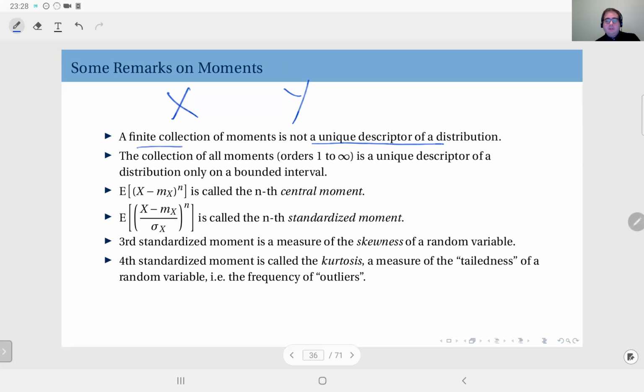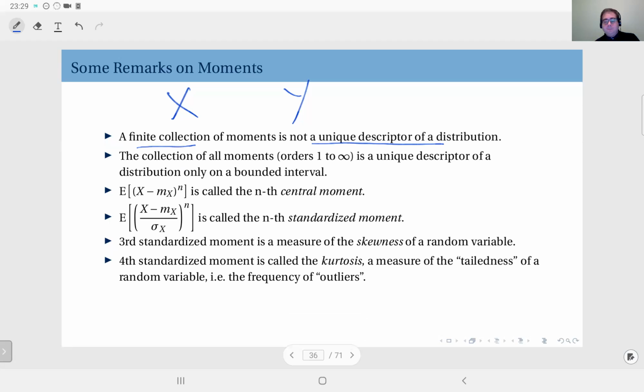And a finite collection, it doesn't matter if you have 10, it doesn't matter if you have 10,000, it doesn't matter if you have 10 billion. As long as it's a finite collection, if the moments are the same, you cannot conclude that the random variables have the same distribution. Moments by themselves are not a sufficient descriptor of a distribution. From the distribution you can obtain the moments, but it's not the other way around. From the moments you cannot obtain the distribution.